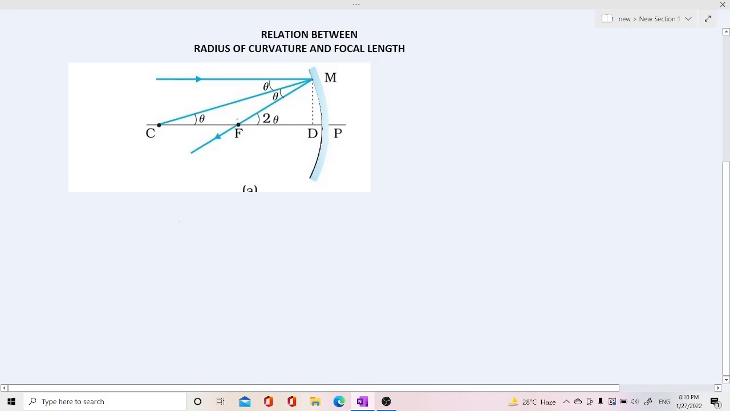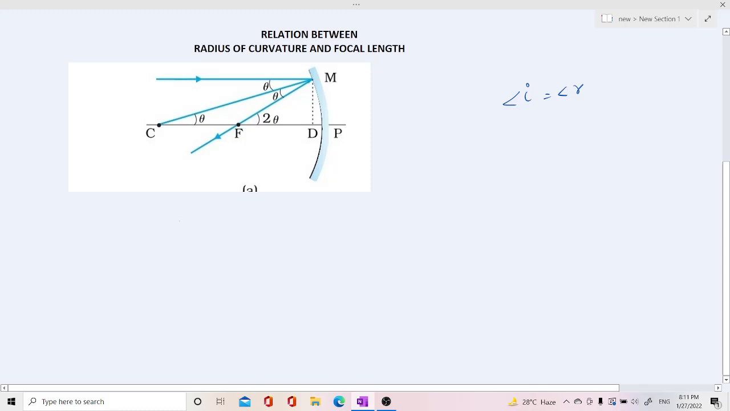As per the rules, the principal axis is there, and the light ray which is parallel to the principal axis, after reflection, will pass through the principal focus. That is the first rule. And according to the laws of reflection, angle I is equal to angle R. You know what angle I is? It is the angle of incidence. Angle of incidence is equal to angle of reflection, where angle of incidence is the angle between the incident ray and the normal, and angle of reflection is the angle between the reflected ray and the normal.